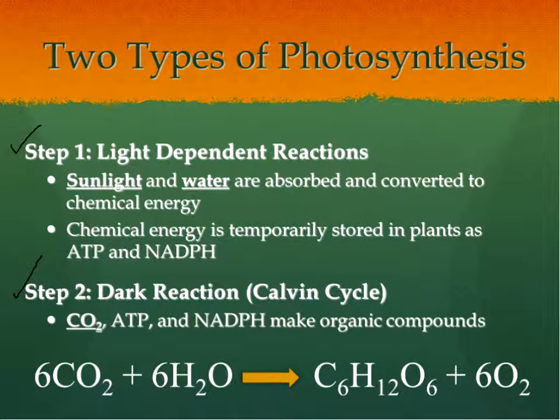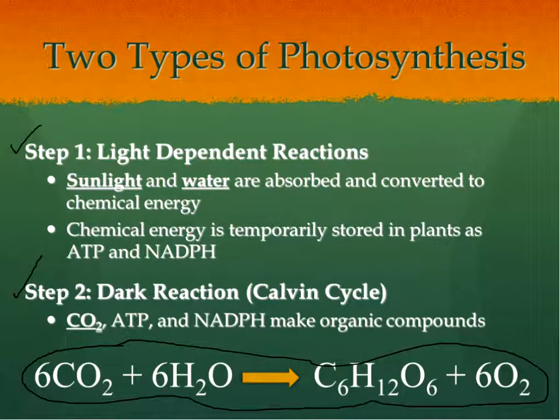All right, good job. So that's something also you need to memorize. First of all, it's done by plants. Second of all, the chloroplast is the organelle that does photosynthesis. And the third step, you got to memorize this equation. Carbon dioxide, water, plus energy will give you glucose and oxygen.